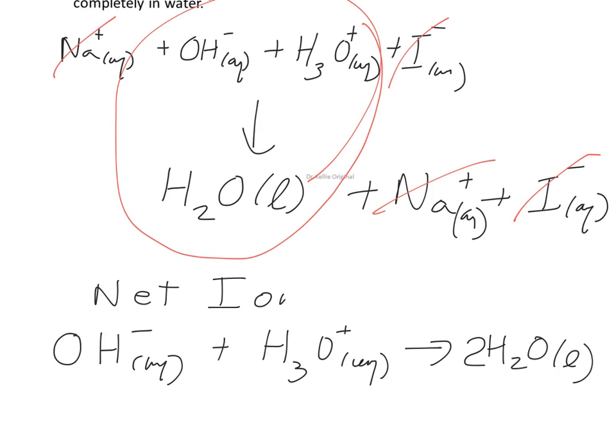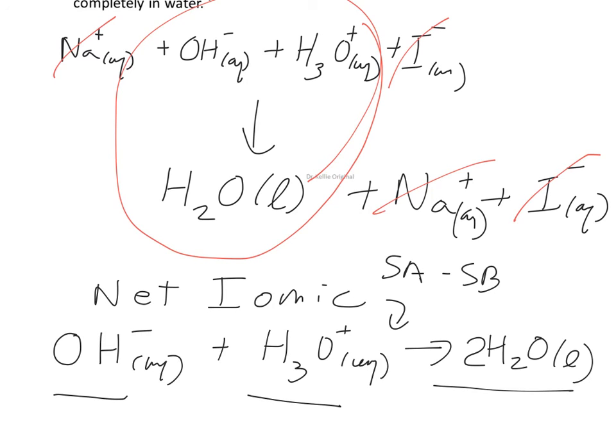For any strong acid, strong base reaction, the net ionic equation will always be hydroxide plus hydronium yields 2 water molecules. You should write that down and make a note of it, just like you should write down apocalypse. A-P-O-C-A-L-Y-P-S-E. Write down apocalypse.